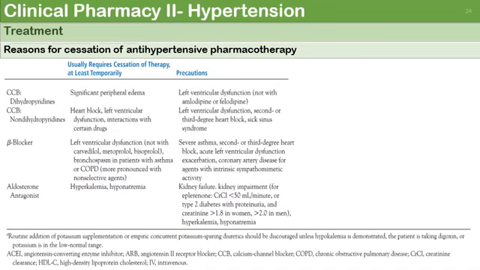Beta blockers: bradycardia, left ventricular dysfunction, and bronchospasm in patients with COPD. In the case of a severe asthma attack or second or third degree heart block, they should be stopped. Coronary artery disease for agents with aldosterone antagonists: hyperkalemia and kidney failure.